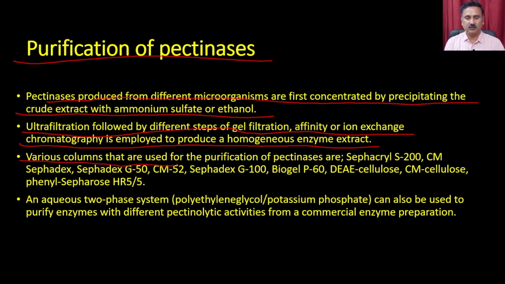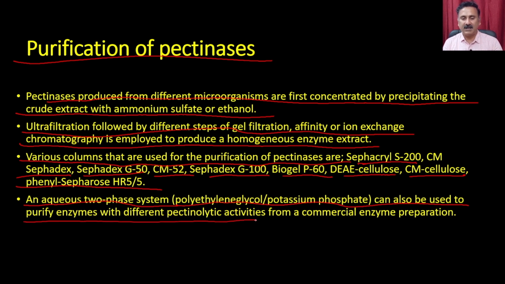Various columns that are used for the purification of pectinase are Sephacryl S200, CM Sephadex, Sephadex G50, CM52, Sephadex G100, Biogel P60, DEAE cellulose, CM cellulose, phenyl sepharose, and so on. An aqueous two-phase system, polyethylene glycol or potassium phosphate, can also be used to purify the enzyme with different pectinolytic activities from common enzyme preparations.